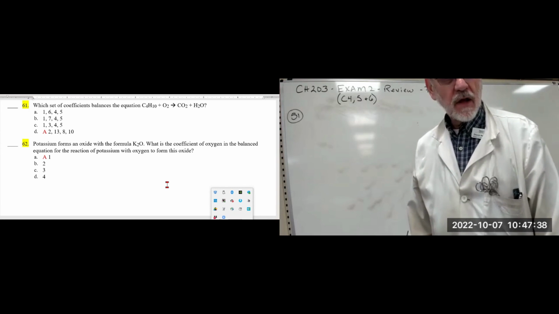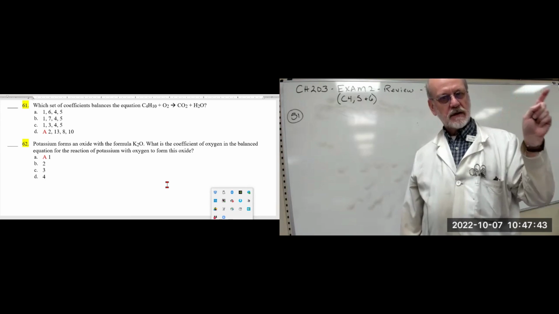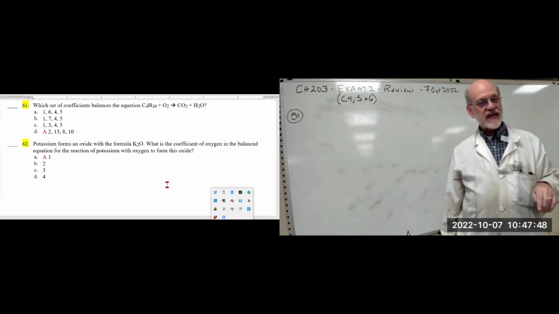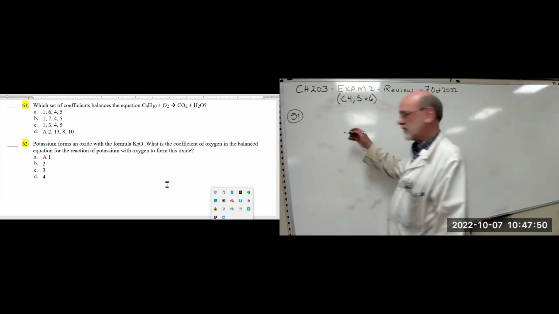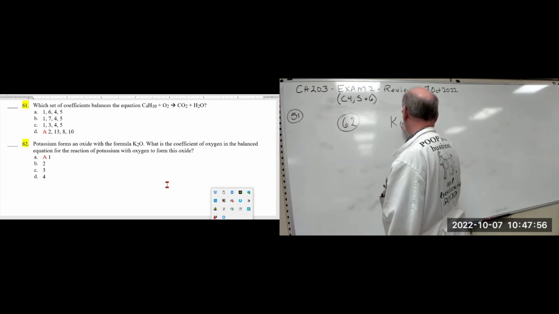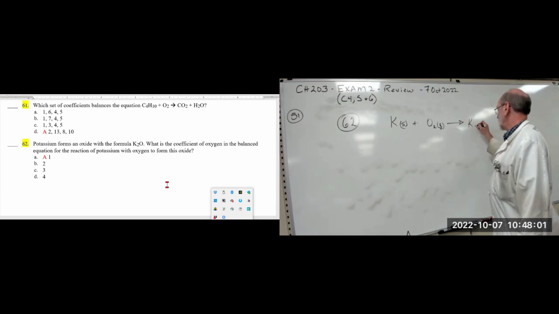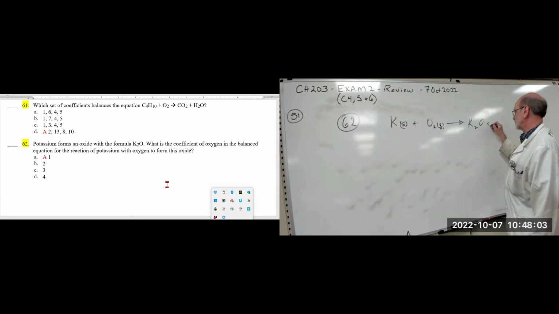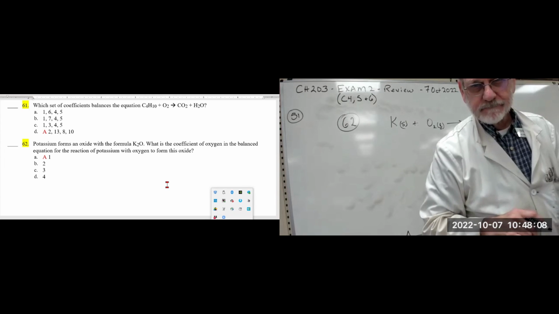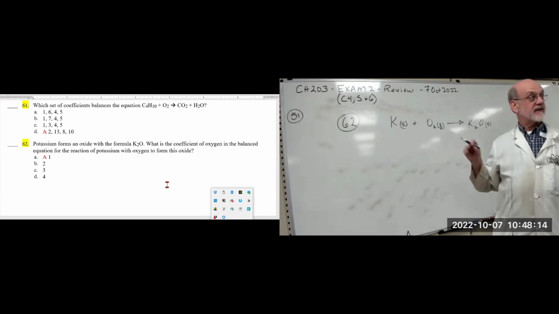So, read it from back to front. Not what's the coefficient of oxygen, but balanced equation. Reaction of potassium with oxygen. Potassium with oxygen yields potassium oxide. Correct? Yeah. That forms the oxide. Now we need to balance it.